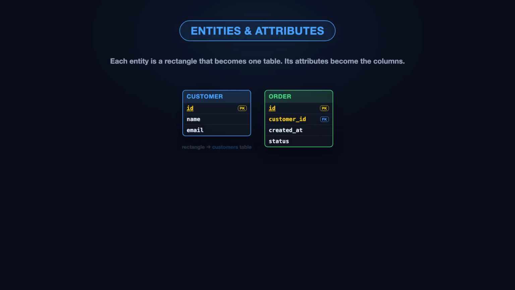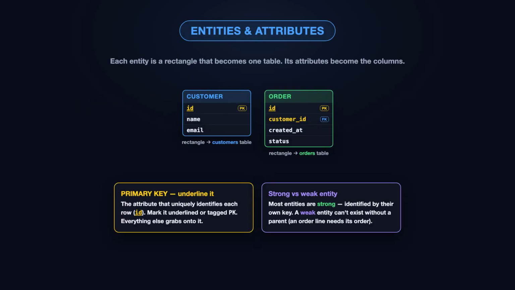Let's start with entities and attributes. An entity is simply a thing you need to store, a noun in your problem. A customer. An order. A product. On the diagram, each entity is a rectangle, and each rectangle becomes exactly one table in your database. Inside the rectangle you list its attributes, the facts you keep about that thing. For a customer, that's an ID, a name, and an email. Those attributes become the columns of the table.